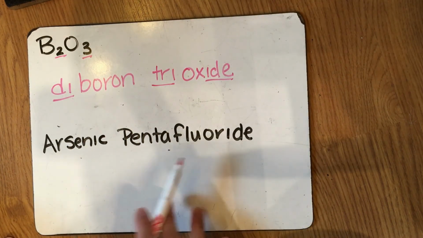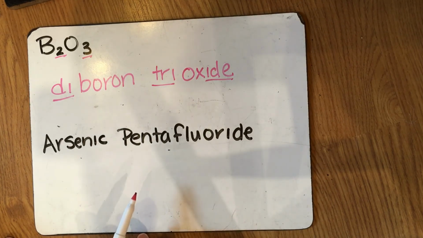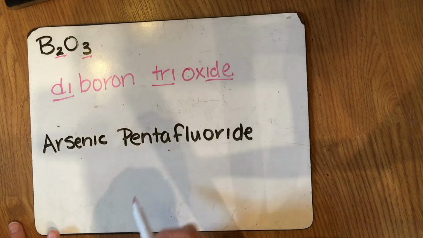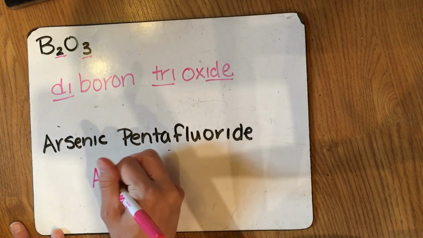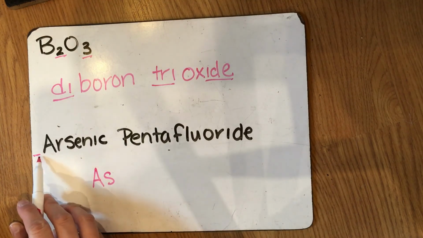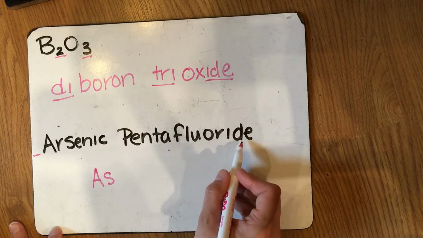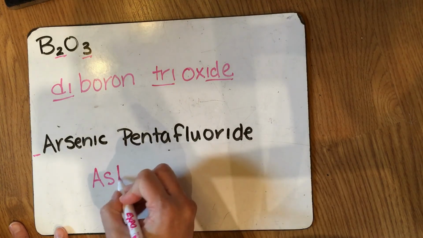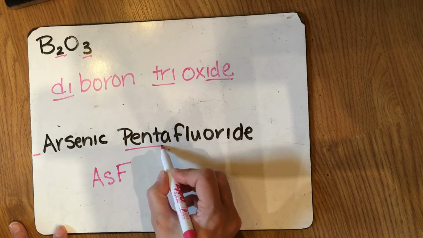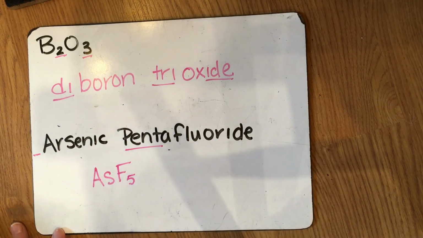When we're writing the formulas, we use those prefixes to tell us what the subscripts should be. Arsenic is As. Since there's no prefix and it's the first one, it just means there's one of it. So we leave that blank. And then fluoride comes from fluorine, which is F. And penta means 5, so there's 5 fluorines.